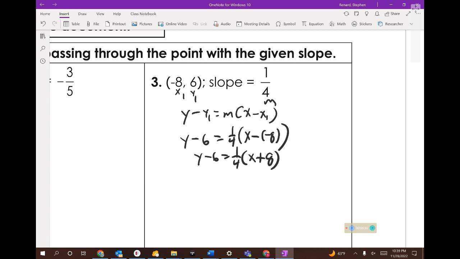Very much like the other formulas we had where negatives were built in. It's important to understand that these negatives, the y minus y1 and the x minus x1, are built into the point slope form. So now we want to distribute that 1/4, our slope. And so we end up with 8 times 1/4.